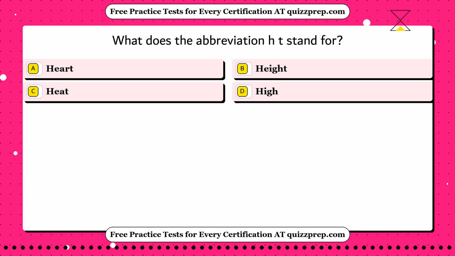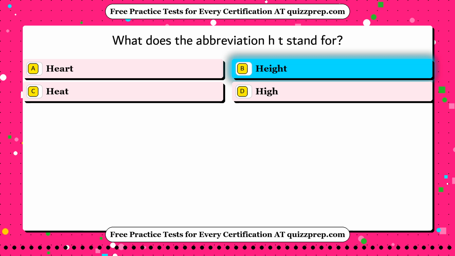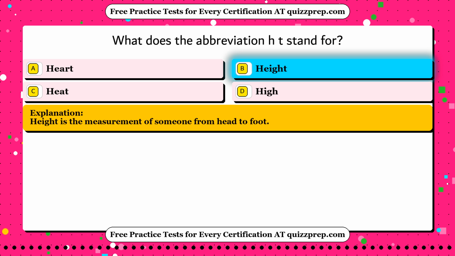Option A, heart. Option B, height. Option C, heat. Option D, high. The correct answer is option B, height. Height is the measurement of someone from head to foot.